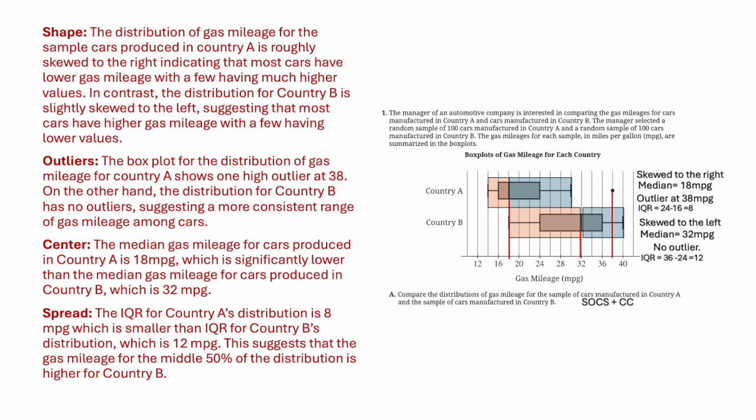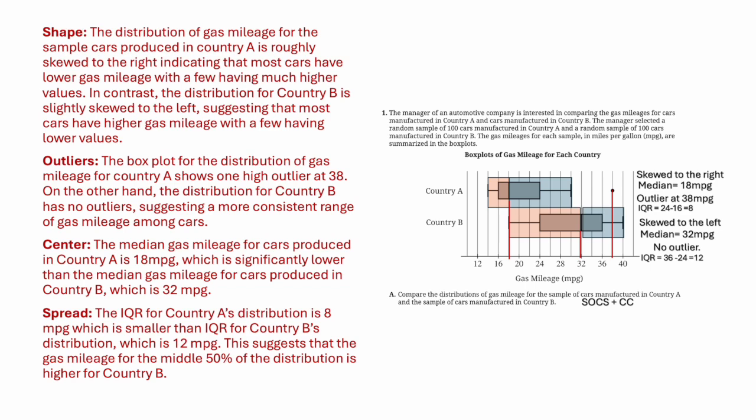Now, the center of the distribution, the median gas mileage for cars produced in country A is 18 mpg, which is significantly lower, which is the comparative term again, than the median gas mileage for cars produced in country B, which is 32 mpg. Now the spread.